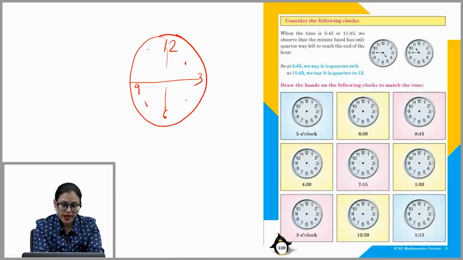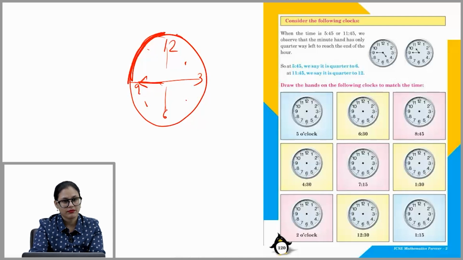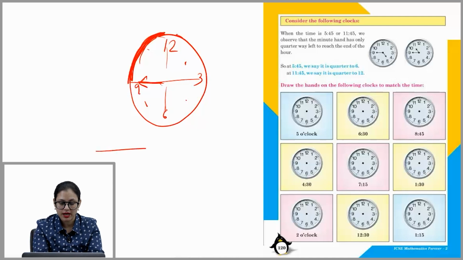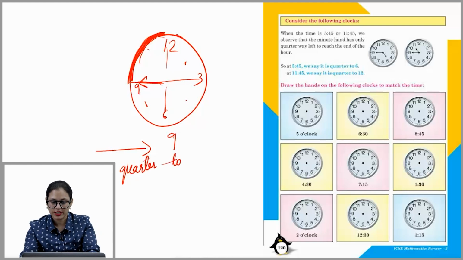Now, when your minute hand is at 9, only 1 quarter is left to reach the end of the hour. So we write it as quarter to. Whenever the minute hand is at 9, we write quarter to. So 5:45 we say it is quarter to 6, and 11:45 we say it is quarter to 12.